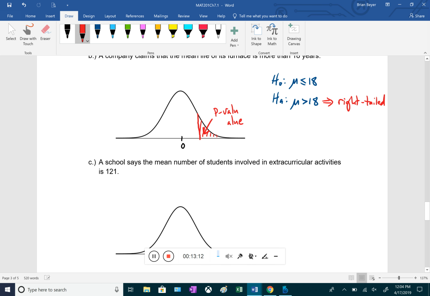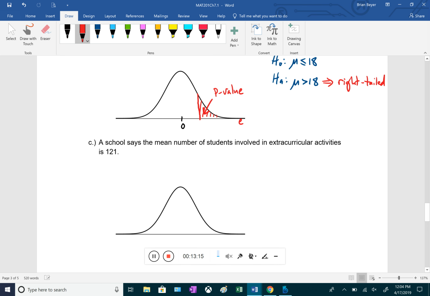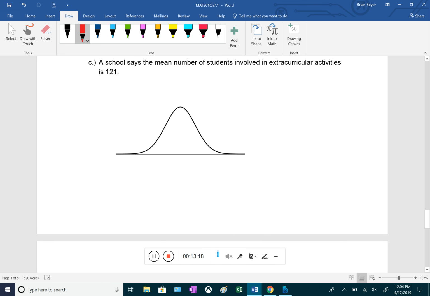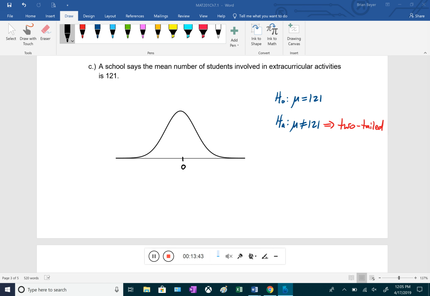Okay, and then for the last one here, we have a school says the mean number of students involved in extracurricular activities is 121. So we said that that was the null. We said mu equals 121 is the claim, and the alternative is mu is not equal to 121. So based on the alternative, not equal to, that means a two-tailed test. So that means the area is going to be to the right of positive z and to the left of negative z.